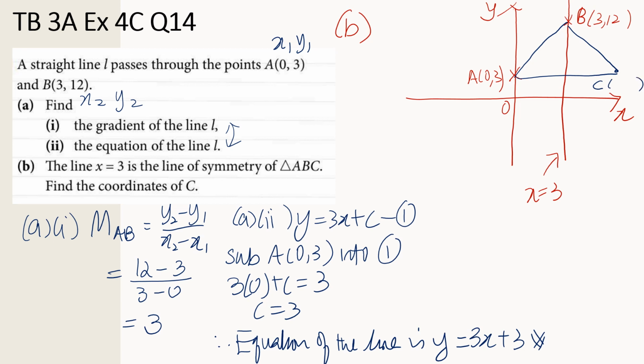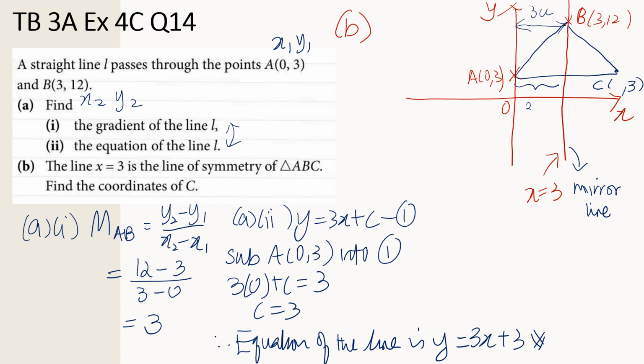Right, so AC is a horizontal line. If it's a horizontal line, it will have the same y coordinates as point A. So we know that point C will have y coordinates 3. Your line of symmetry is actually a mirror line. What's the purpose of a mirror line? It means that this distance here is how many units? Your point B x coordinate is 3, right? That means from here to here is 3 units, right?